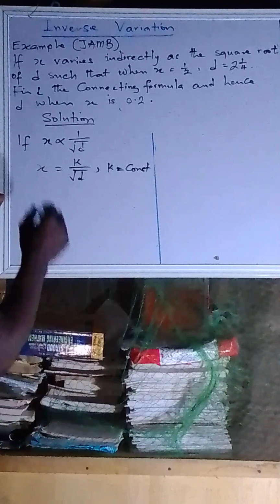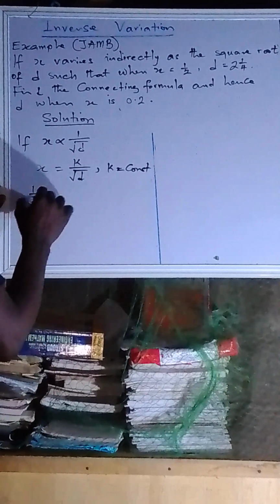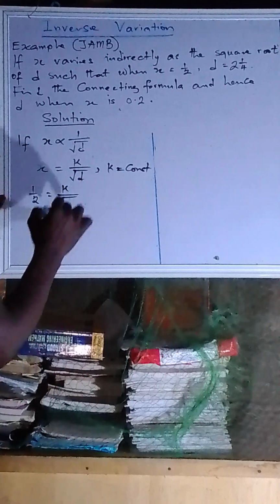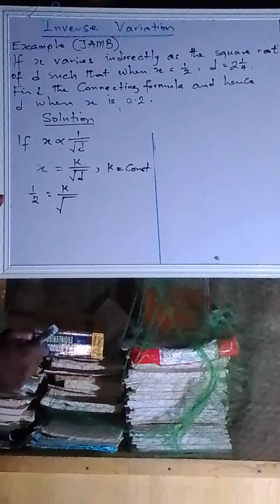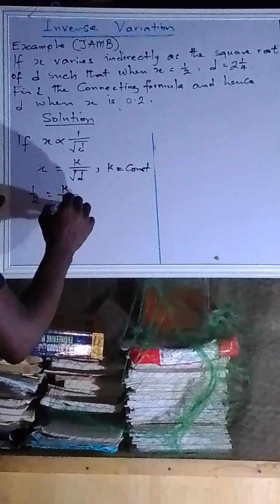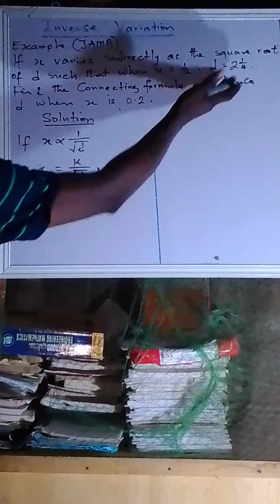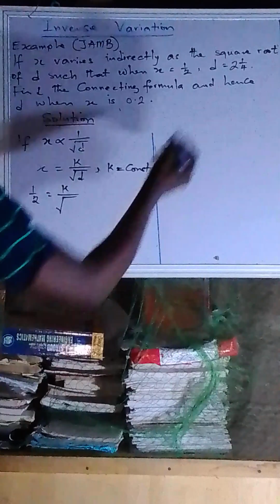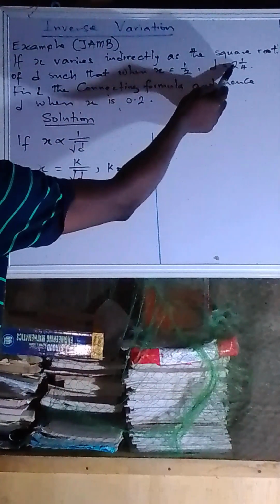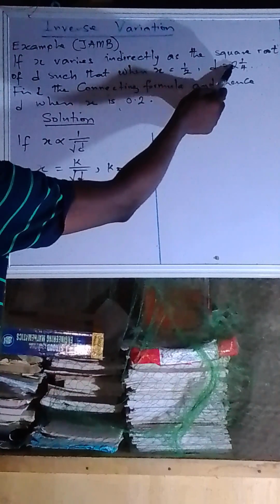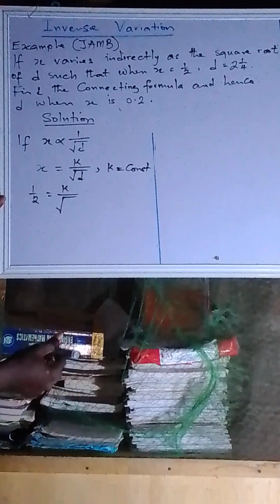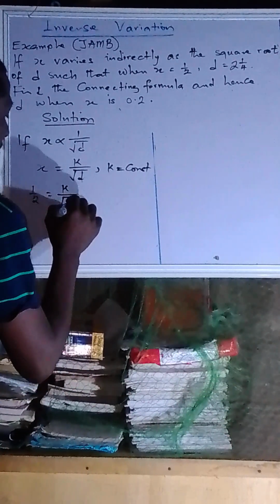So what is x? x is 1 over 2 equals k, that is what I'm looking for, over the square root of d. What is d? d is 2 whole number 1 over 4. Now, you can change it to an improper fraction. Just multiply 4 times 2, that's 8. 8 plus 1, 9. So this turns to 9 over 4.